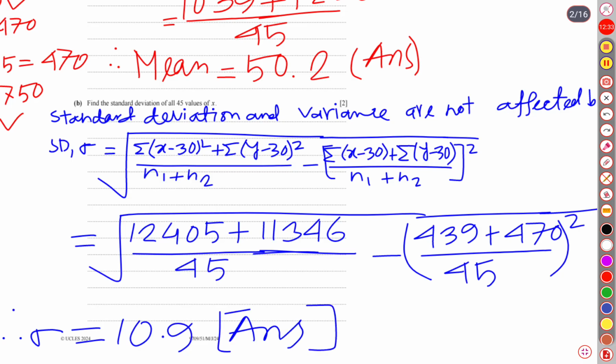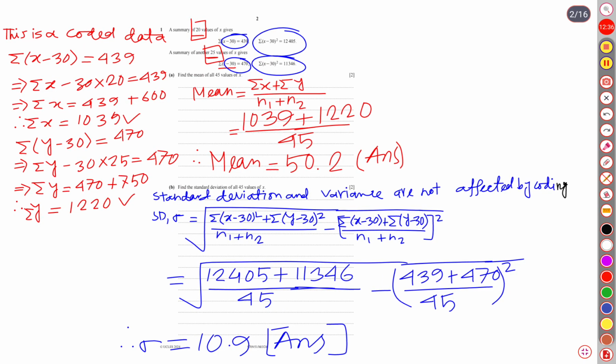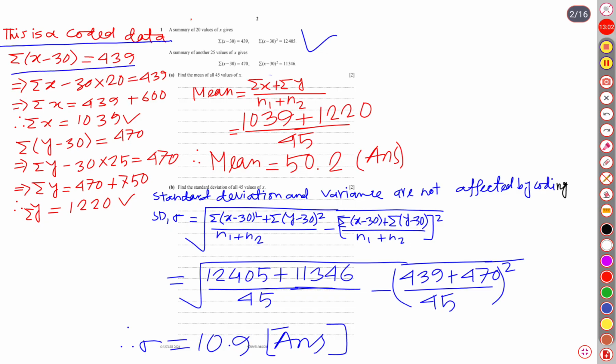So what have we learned from this question? If I show you the whole solution, let me erase this portion. We have learned that if any data is given as coded data, we first write that this is coded data, and then it is to be simplified. Sum of (x minus 30) means the sum of x minus 30 times the total number of data. The next one is the sum of (y minus 30); instead of x, if we repeat x and x, it looks odd, so I have used y, and the sum of (y minus 30) is 470.